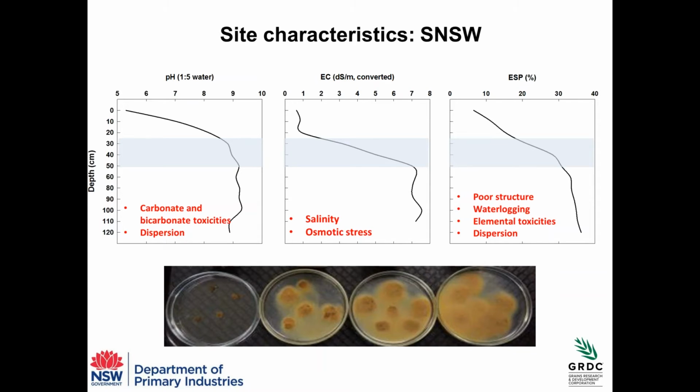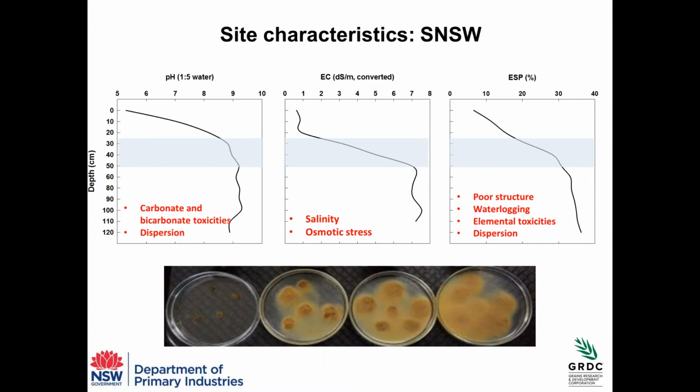At that pH of about 9, we have toxicities of carbonate and bicarbonate species of different salts. Sodium carbonate, for example, is one typical example. And the high pH on its own creates dispersion on the clay surface, which I will explain. So in terms of pH, we have an okay topsoil with a pH of between 5 and 6 or 7, and then it reaches about 9 below 40-50 centimeters.